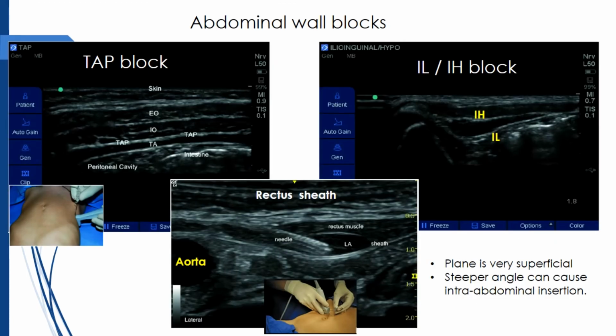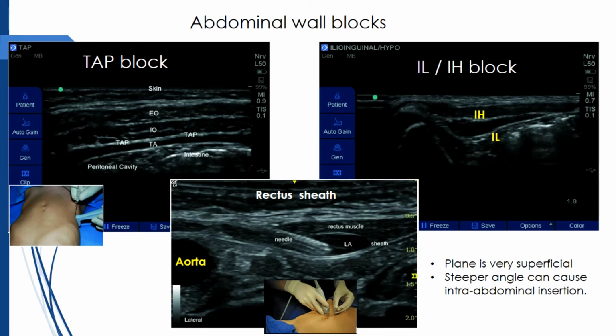Coming to abdominal wall blocks, here I have represented the TAP block, the ilioinguinal-iliohypogastric block and the rectus sheath block. You can see that all the muscles and fascia appear so clear in pediatrics. This is because the body water content in children is higher, and this affords better identification of the anatomical structures. So one point to note is that the planes are very superficial and a steeper angle can cause intra-abdominal insertion.